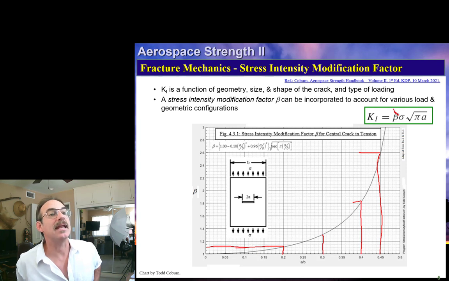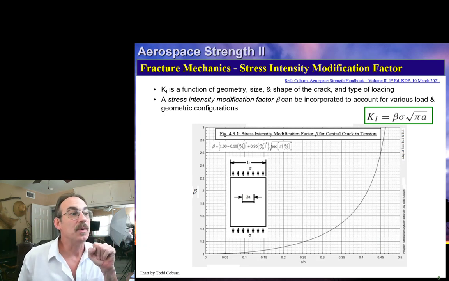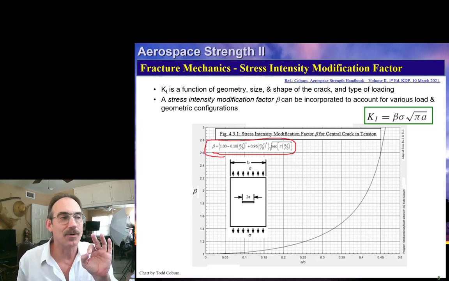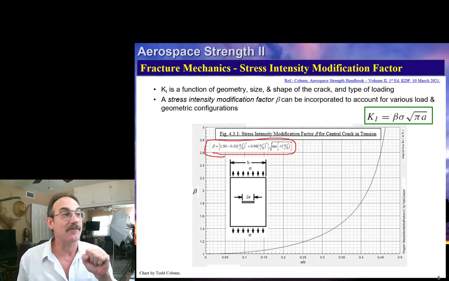So we plug in our beta here, we take our maximum stress, pi, and that crack parameter A, which in this case is 1/2 of the crack's actual length, where the crack length goes from there to there, and our A parameter is 1/2 of that value. Now, if we are between points, we can use this equation to get a more accurate estimate of our beta, of our stress intensity modification factor.